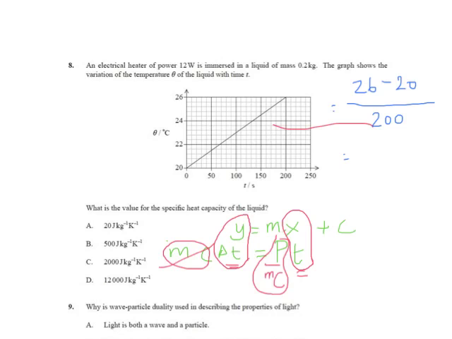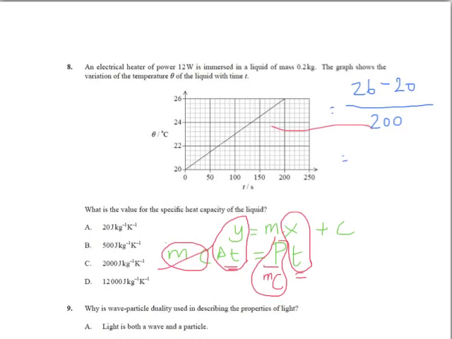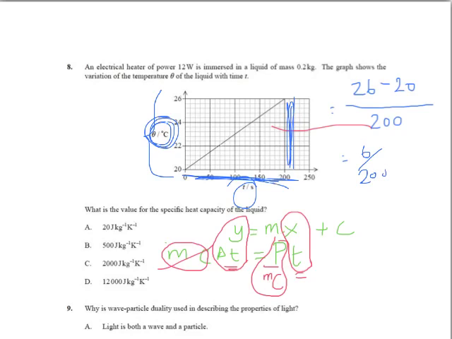We have 26 minus 20, which is this height here, over 200. Check the units just to check there's nothing funny going on. No, everything's really straightforward. And we end up with 6 over 200, which equals 0.03. Right, so that's the gradient.